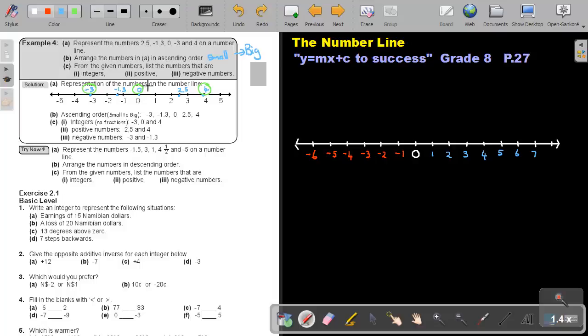So, it will be 2.5 and it will be 4. And then my negative numbers, it can again be fractions. So, negative 3 and negative 1.3. All the numbers that have a negative in front of them. Okay. I want you to stop the video and I want you to do Try Now 4. And as soon as you are finished, you can continue the video.